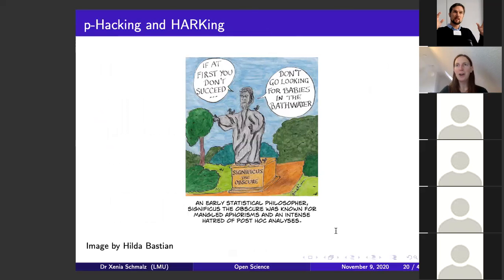Okay, so these are the four horsemen of the reproducibility crisis. That's kind of the biggest section, the most dense section of this workshop. So thank you for bearing with me so far. Here is just a little cartoon to drive home the message.